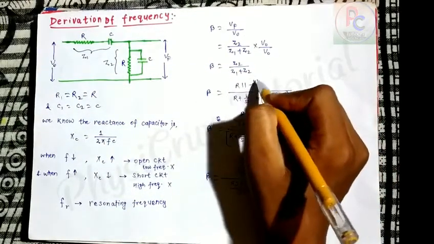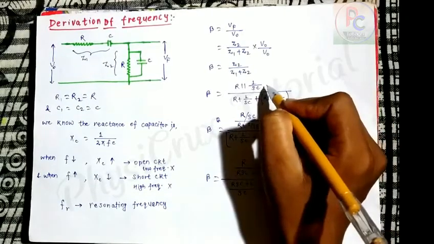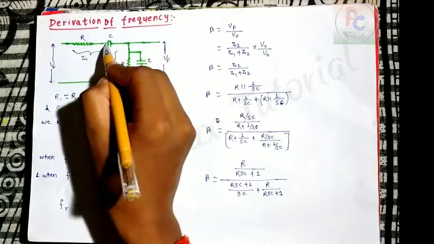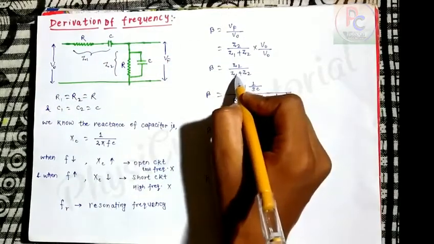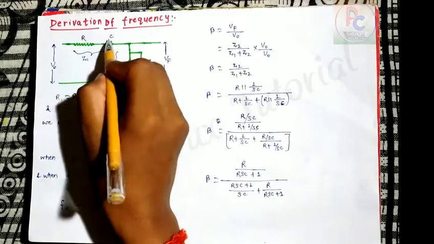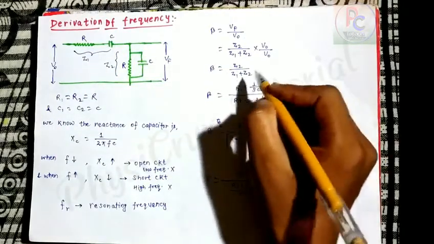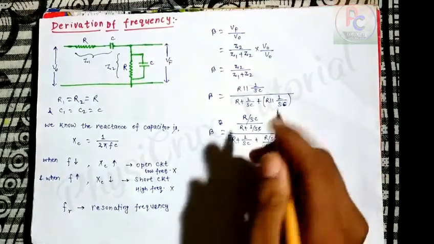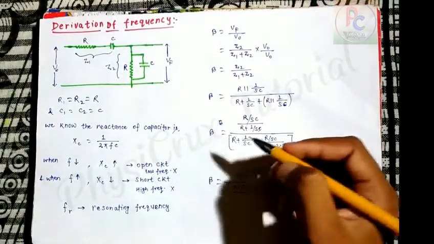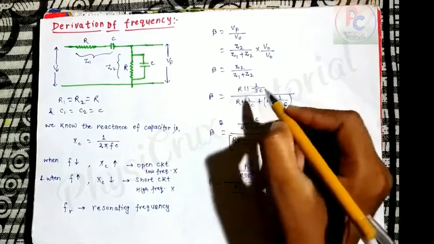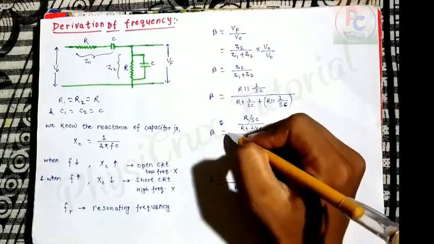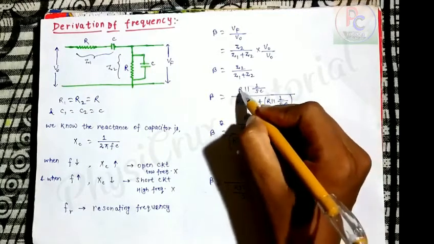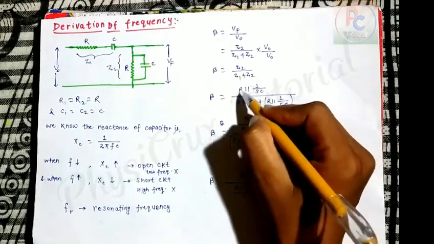So R parallel 1 by SC in resistor form. Now this is in series combination, so the value of Z1 will be R plus 1 by SC, and the value of Z2 will be as above. Here the value of beta, R parallel 1 by SC, we can write multiplication by addition here.